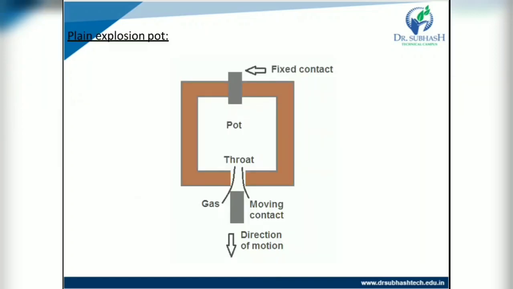So the plain explosion pot, first in the figure we can see the fixed contact and the moving contact, and the direction of motion. When it moves away, then the throat will generate and gas will go into the contact of arc. So it is the phenomenon for arc extinction in oil circuit breaker.